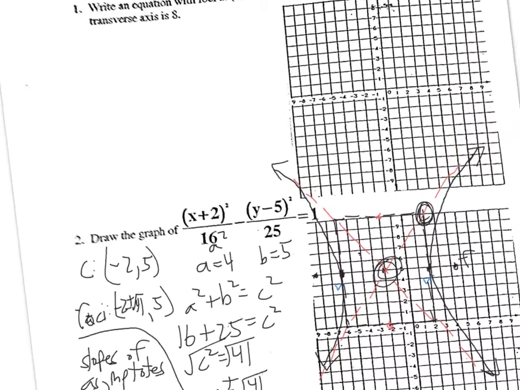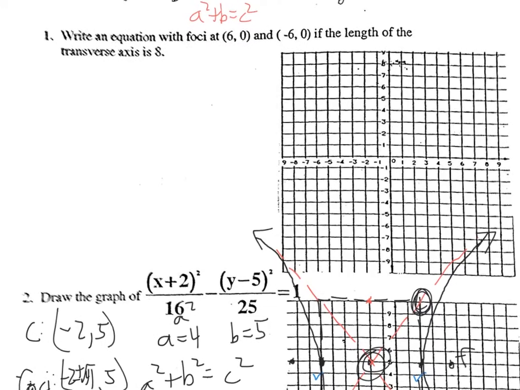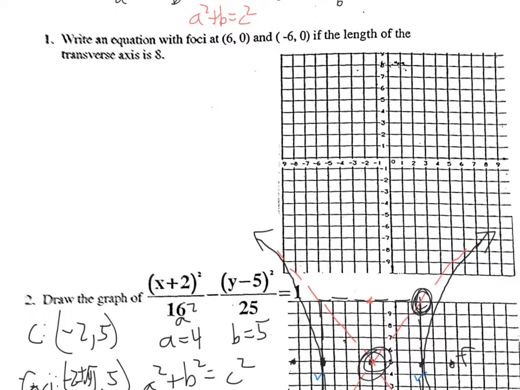We're going to jump up to number 1. All right. It says write an equation with foci at 6, 0 and negative 6, 0 if the length of the transverse axis is 8. Well, the first thing, and you guys know to do this, plot those foci. Plot points at 6, 0, negative 6, 0. Those are the foci.